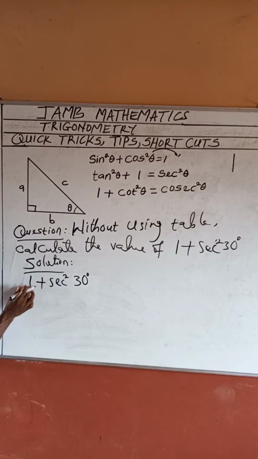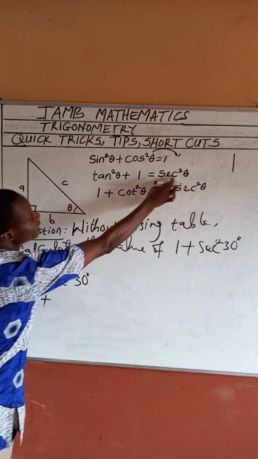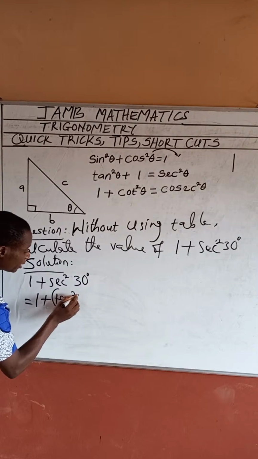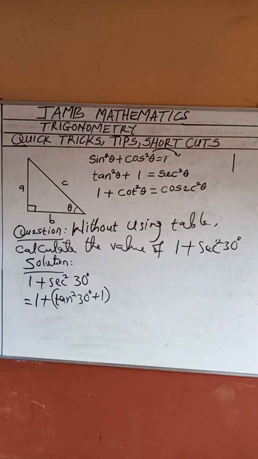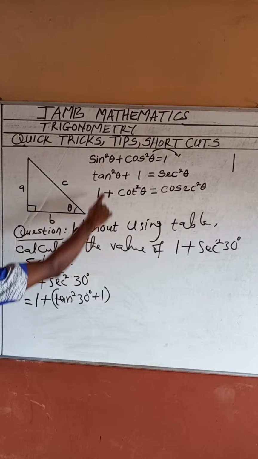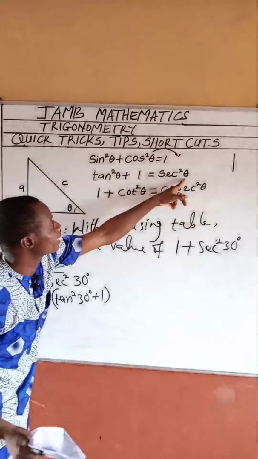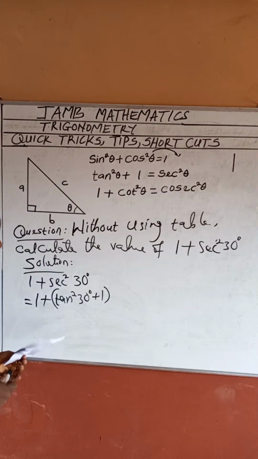I'm going to write it here. This is 1, we already have 1 here, plus sec square 30 degrees. Sec square 30 will now be tan square 30 plus 1. In place of sec square 30, we now have tan square 30 degrees plus 1, because that is the link. It has the connection between sec square theta and tan square theta plus 1. There are other methods, but this method is so obvious and easy.